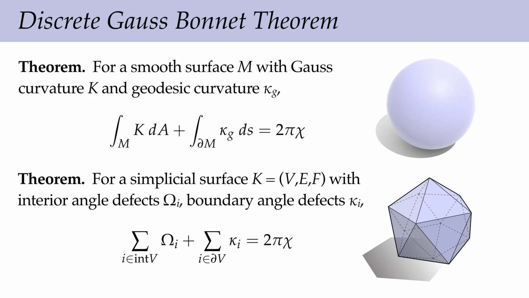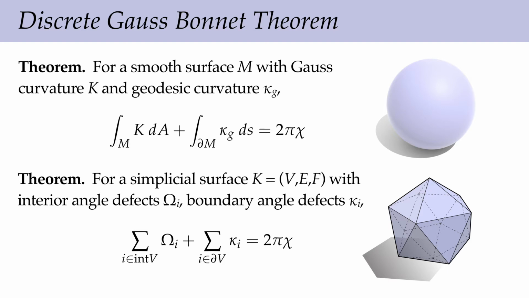Now we have a perfect discrete analog. For a simplicial surface, K, with vertices V, edges E, and faces F, with interior angle defects omega sub I, and boundary angle defects kappa sub I, the sum over all interior vertices of the angle defect, plus the sum over all boundary vertices of the discrete geodesic curvature, is equal to the same thing, 2 pi chi.